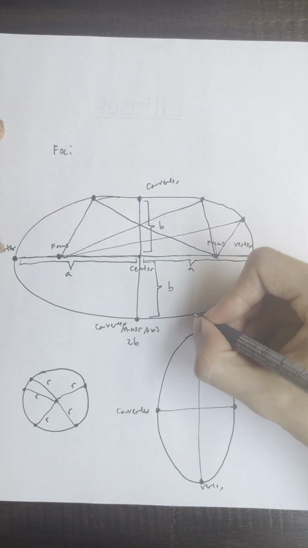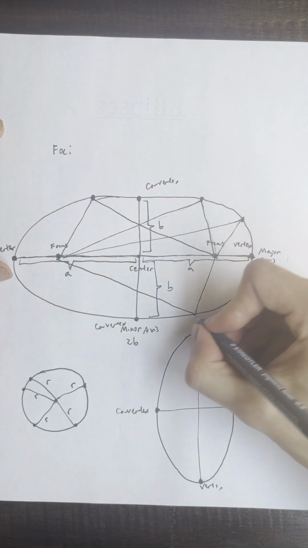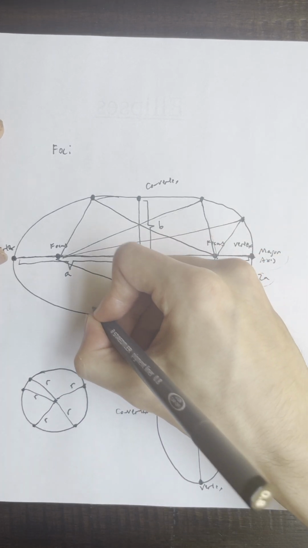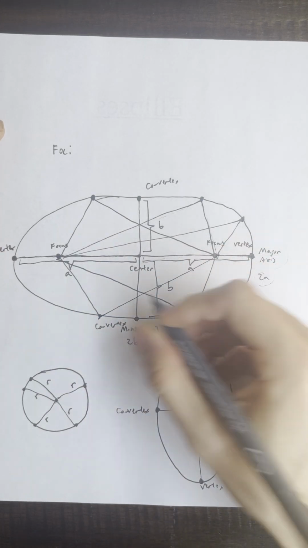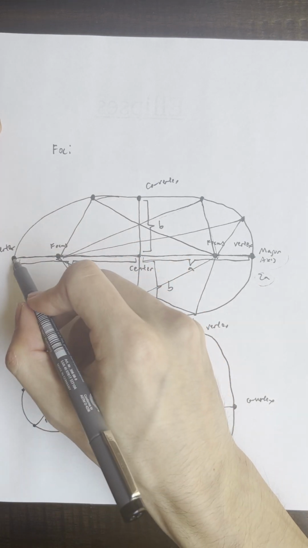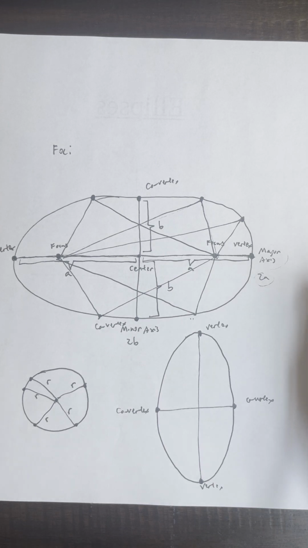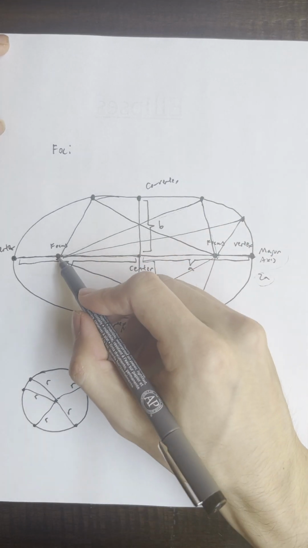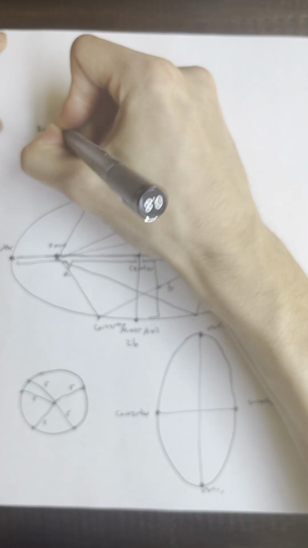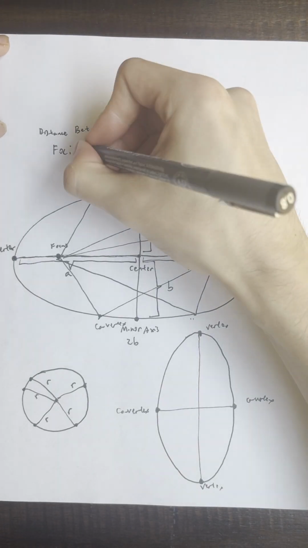Okay. This length plus this length is also going to add up to 2a. I'll do one more. This length plus this length is the same length as the major axis. You could have also started at a vertex. So this length plus this length is also 2a. But the distance between the foci is 2c. All right, the distance between the foci is 2c.